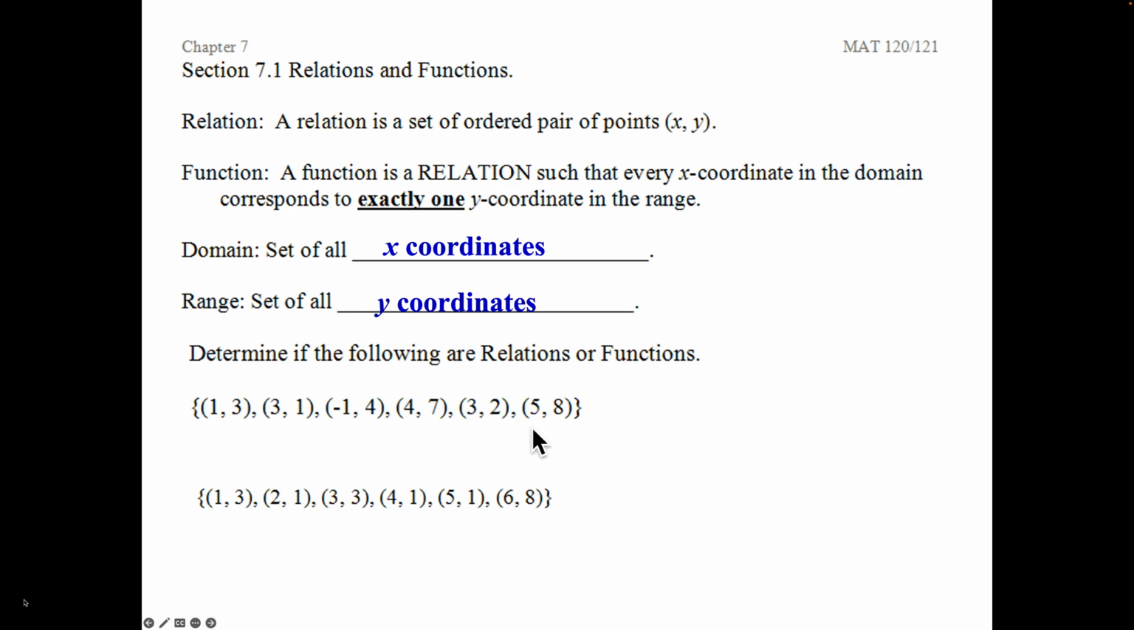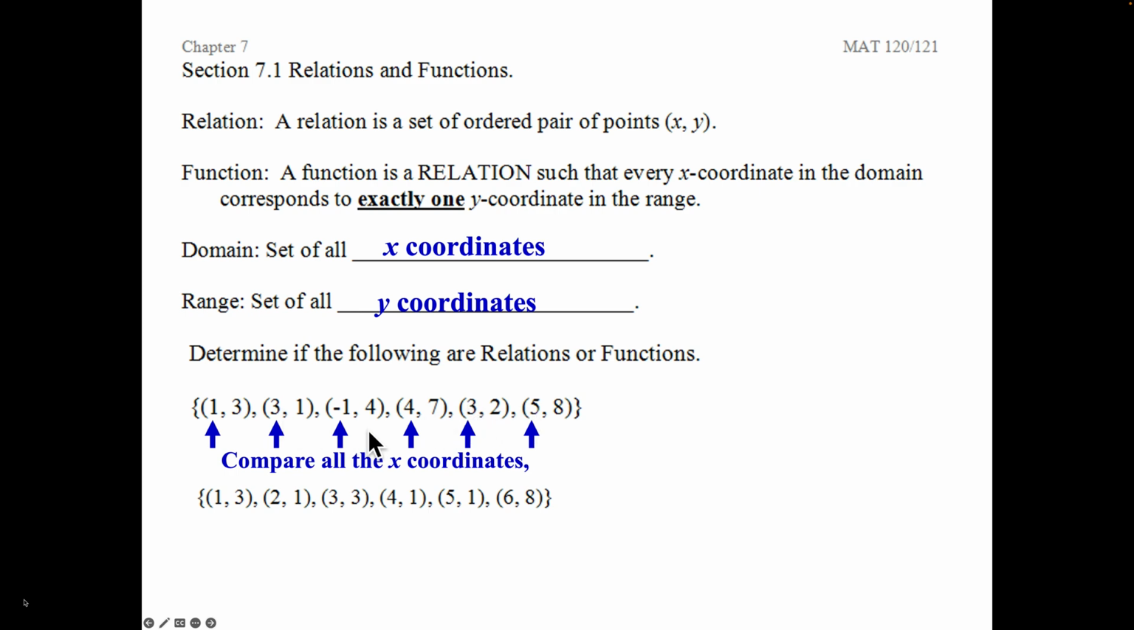Now, it's automatic that it's a relation because it's a set of points. So that's a given. What we want to do is, can we upgrade it to a function? So we know it's already a relation. Can I upgrade? So the definition, every x must correspond to exactly one y. So the focus point is check your x coordinates. 1, a 3, a -1, a 4, another 3, and a 5.